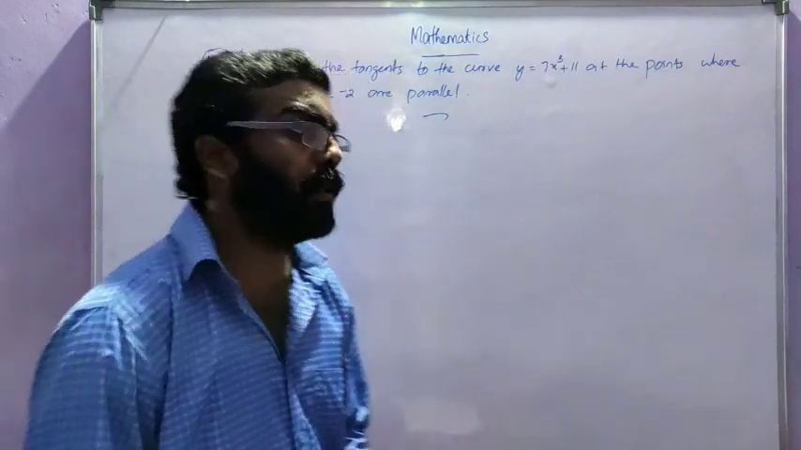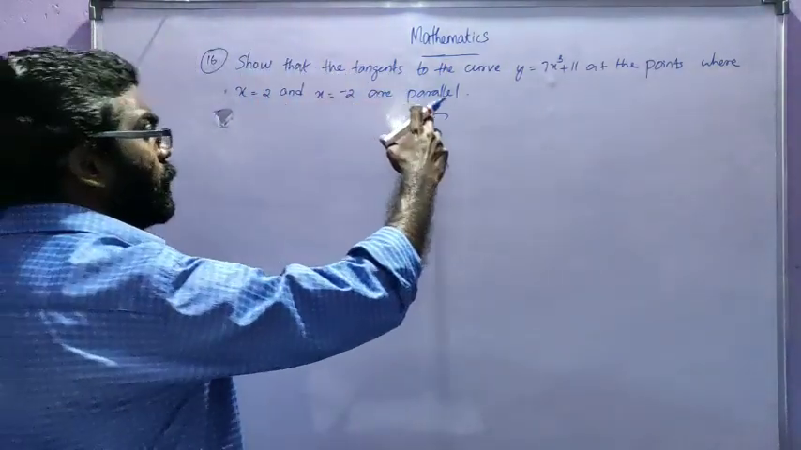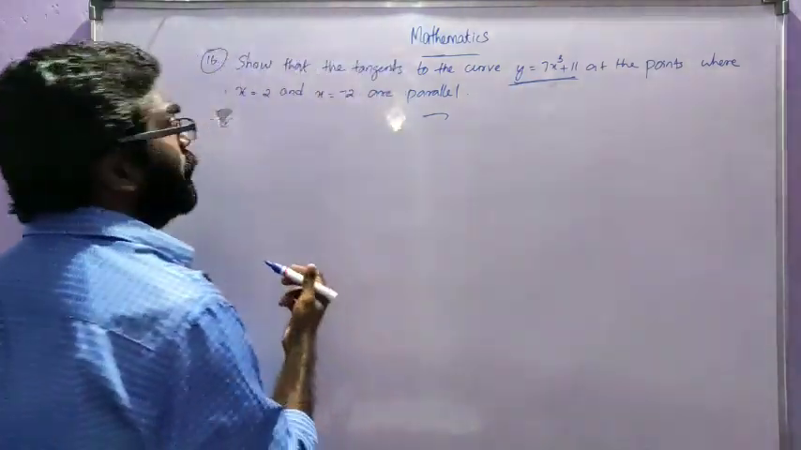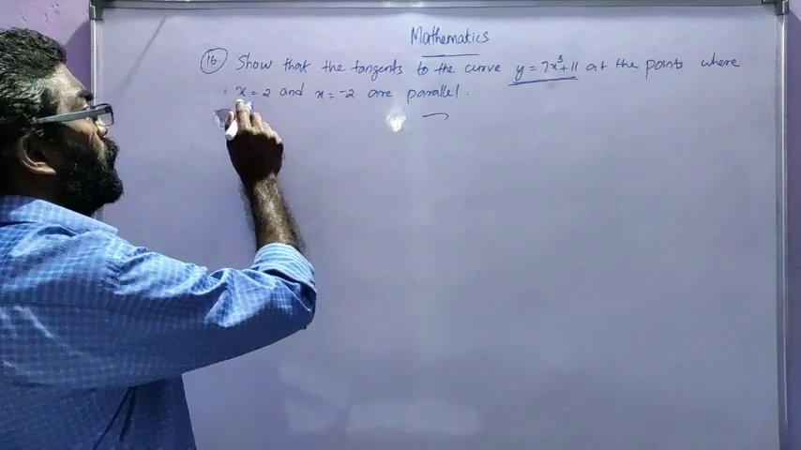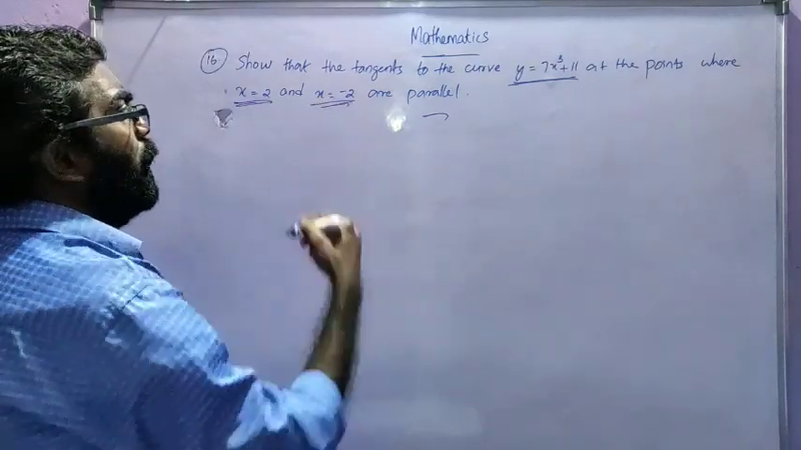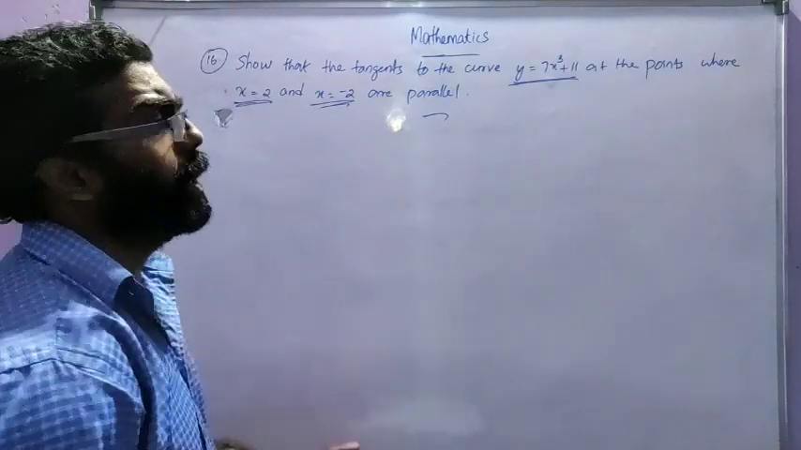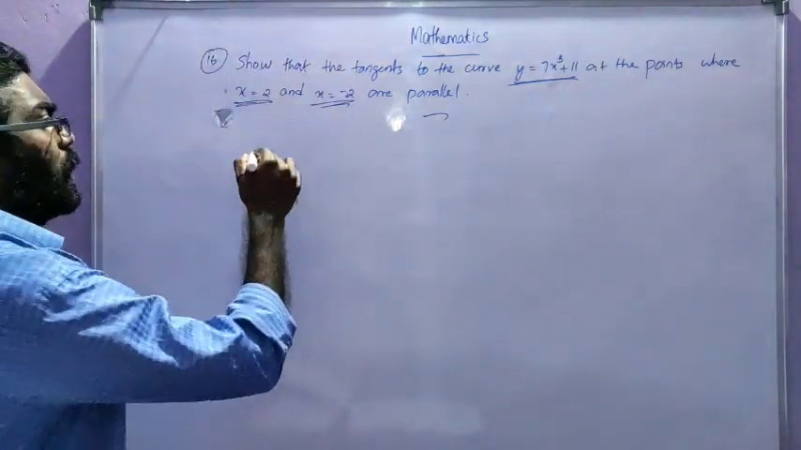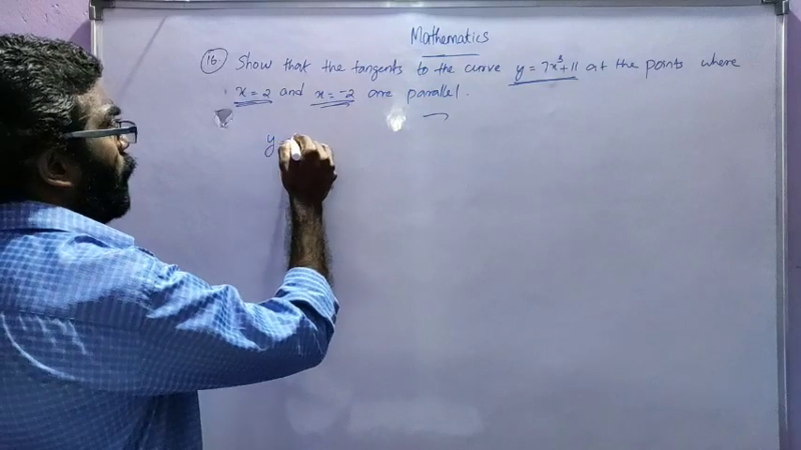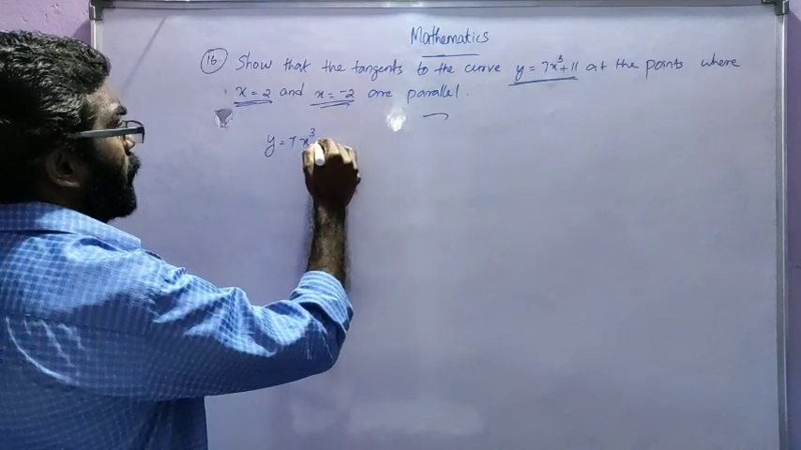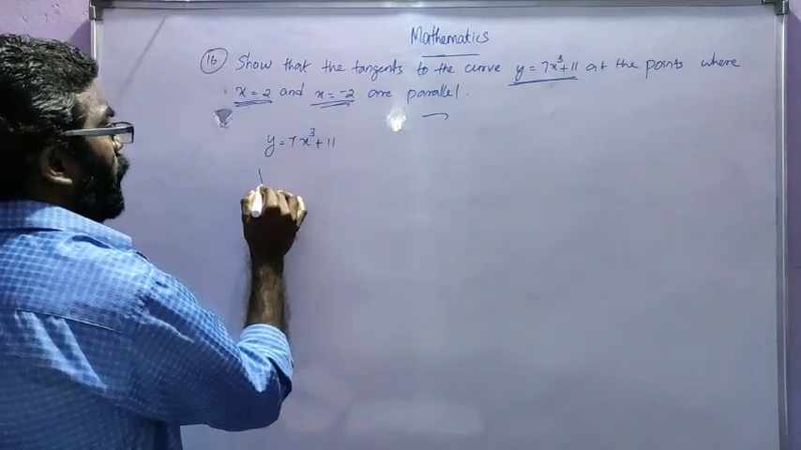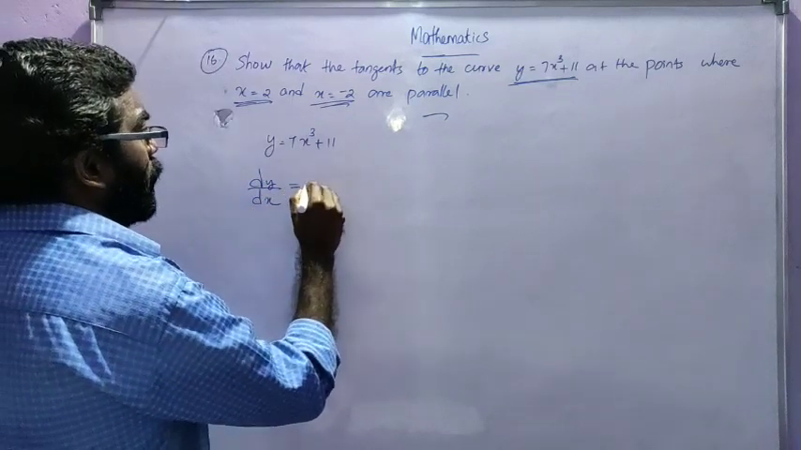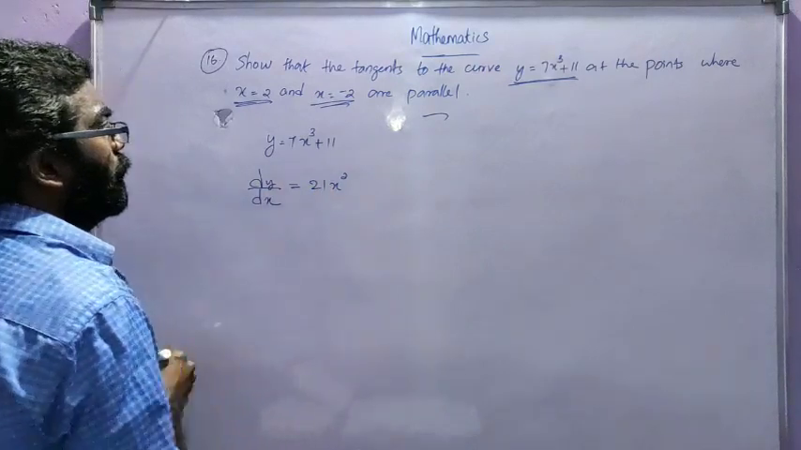Now we move on to the next question. Show that the tangents to the curve y is equal to 7x cube plus 11 at the points where x equal to 2 and x equal to minus 2 are parallel. Okay, parallel means we have to prove the slopes are equal. So here the equation of the curve is y is equal to 7x cube plus 11, and we can find the derivative or the slope of the tangent, dy by dx is equal to 21x square.